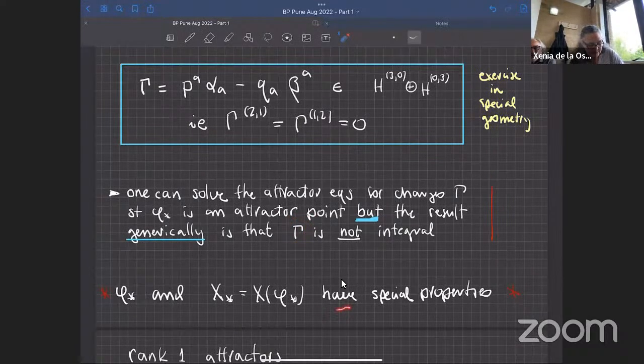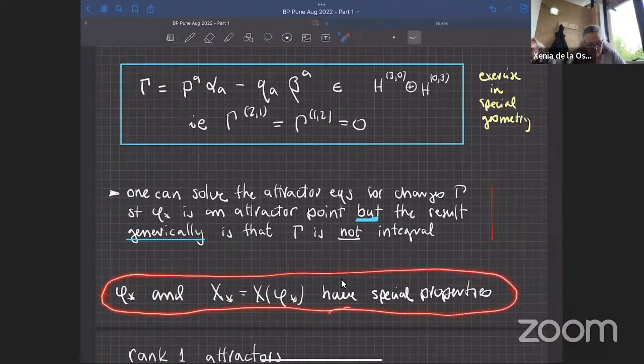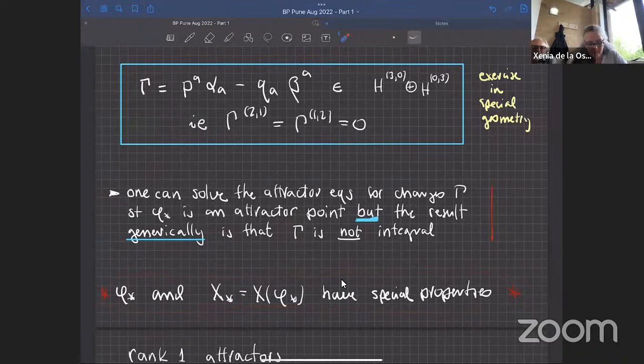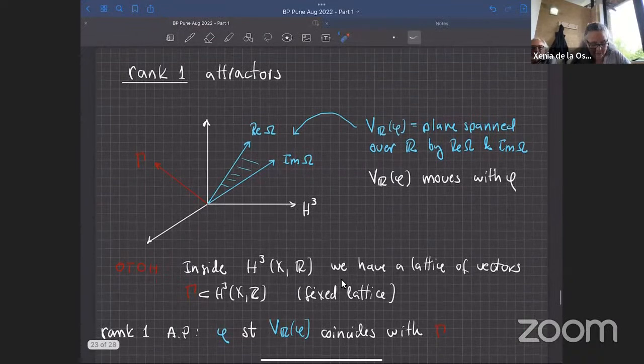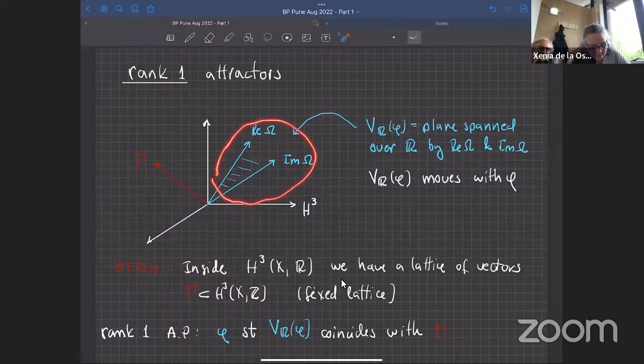As I have been hinting, these varieties have special geometries, both from the geometric point of view and consequently from the arithmetic point of view. Now let me explain what the rank one attractor is. Consider H^3 of R, meaning H^3 of Z tensored with R. Inside that, we have a plane that I'm calling V_R of Y, spanned over the reals by the real part of omega and the imaginary part of omega. This is this blue plane here.